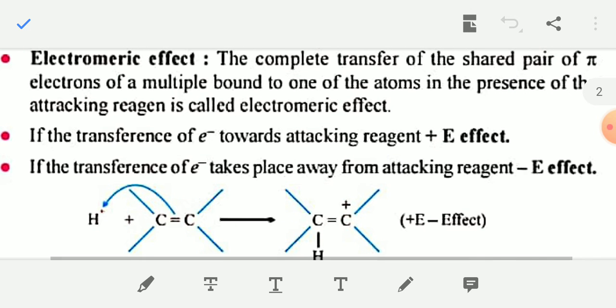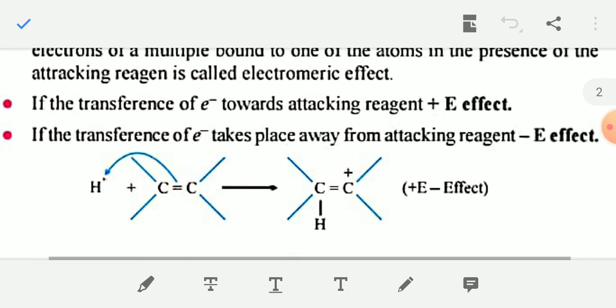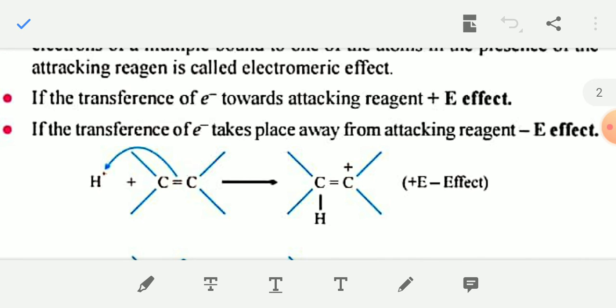There are two types of electromagnetic effect. One is plus E effect and another is minus E effect. If the transfer of electron is towards the attacking reagent, then it is known as plus E effect, and plus E effect is shown in this figure. You can see the transfer of electron towards attacking reagent H plus. So it is plus E effect.